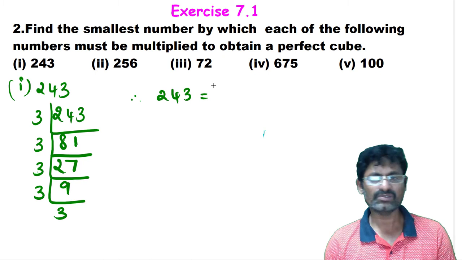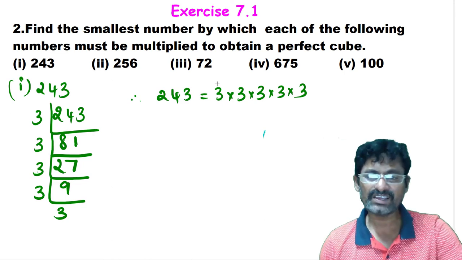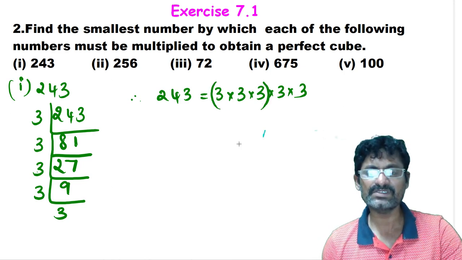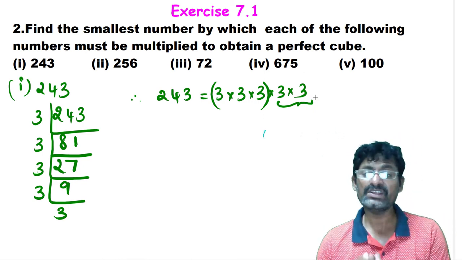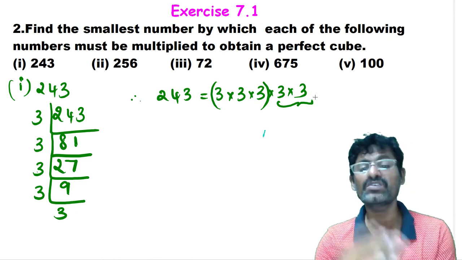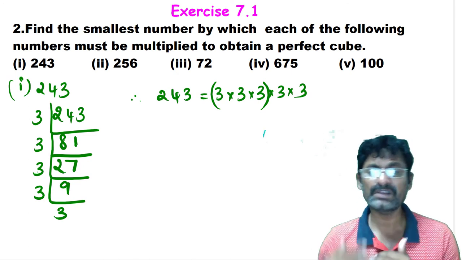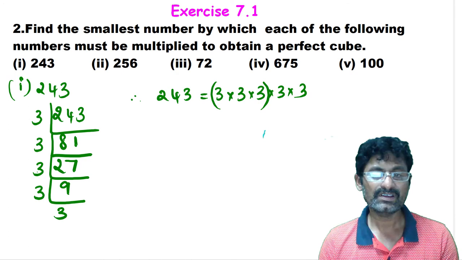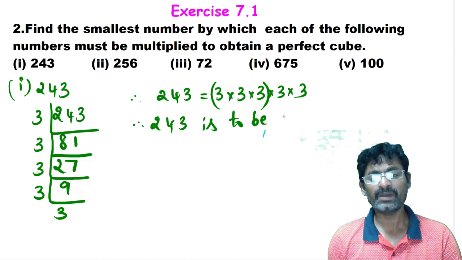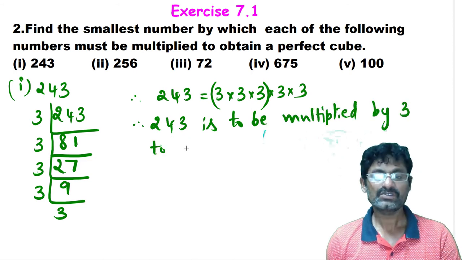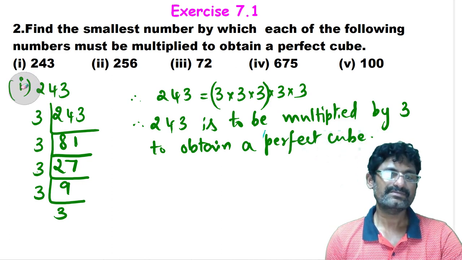1, 2, 3, 4, 5. So write 3 times 3 times 3 times 3 times 3. Now you check how many triplets are here. See, 3 times 3 times 3. Now here we have only 2 3's. To get a perfect cube, we need a triplet. As we have 2 3's here, we need one more 3. So this number 243 is to be multiplied by 3 to get a perfect cube. Therefore 243 is to be multiplied by 3 to obtain a perfect cube. Now let's go to the second problem.